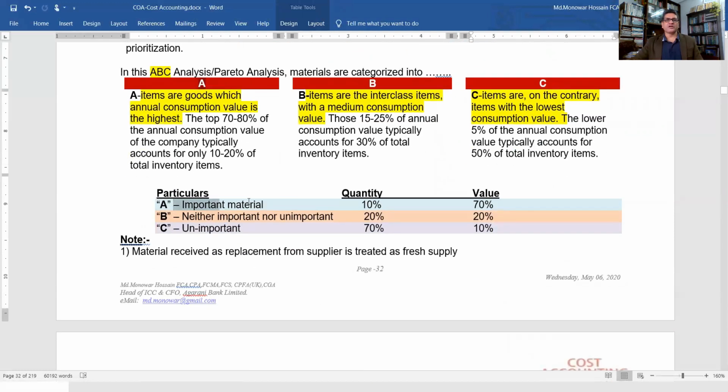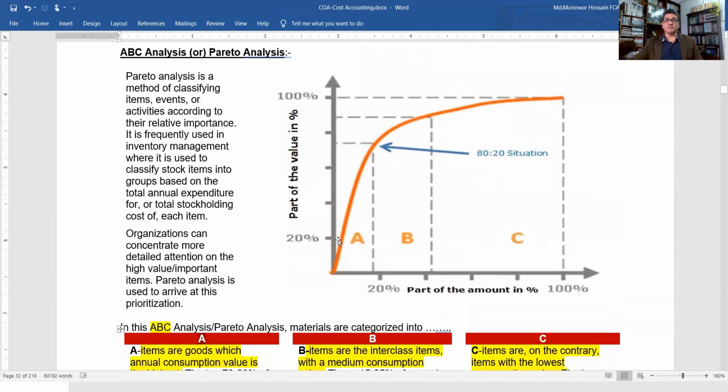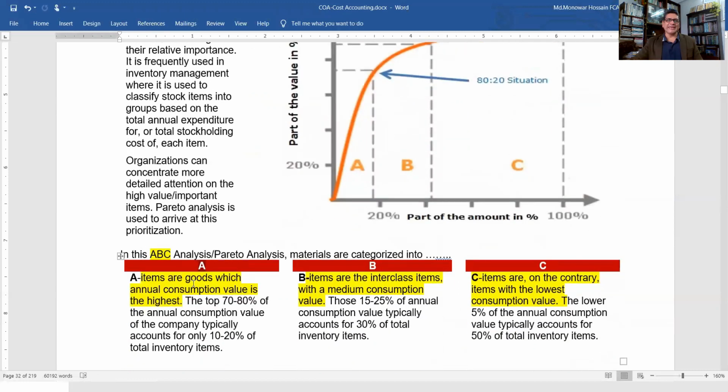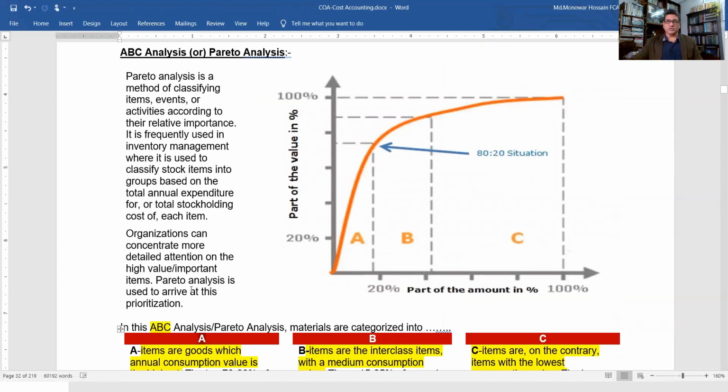Look, A, important material, generally number of items is 10%, but value 70%. B, 20-20. C, unimportant but useful, 70% quantity but value is 10%. So for the purpose of material control, if A category items are controlled properly, then the inventory control would be effective and efficient. So these are the categories.